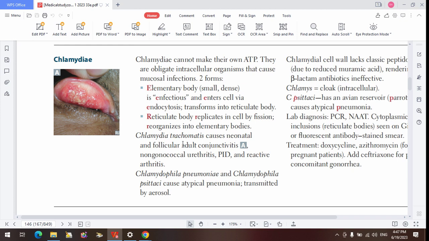But if it's outside the host, it's going to assume that metabolically inactive state so that it won't die off. So it will assume the elementary body form. In that form, it's metabolically inactive and it can survive outside the host for a while. So that is the form by which it enters or gains access to the host. Entry: elementary. E enters. Just like what they have shown us here, the elementary body form is the form by which the chlamydia organism enters into the host.